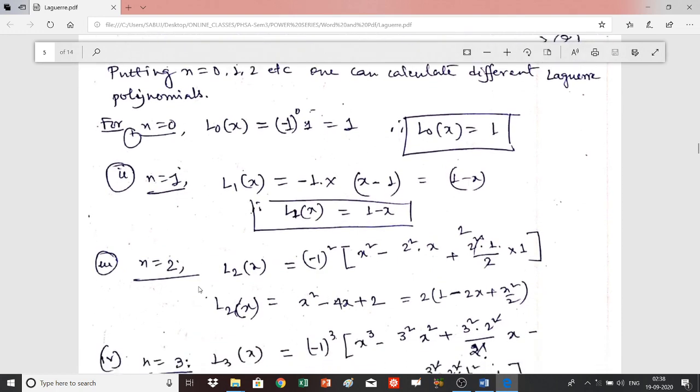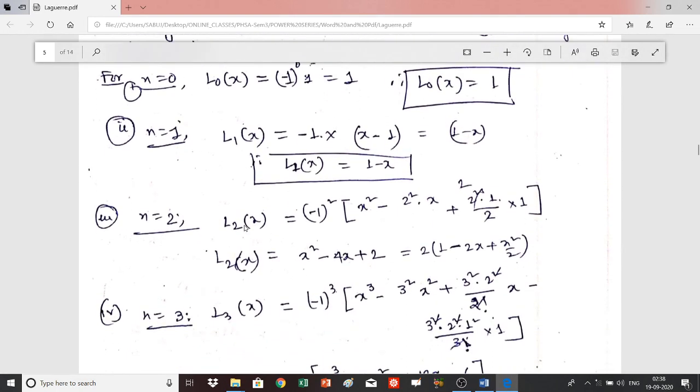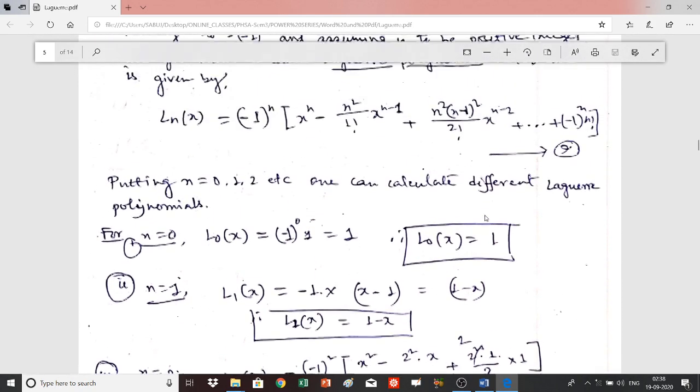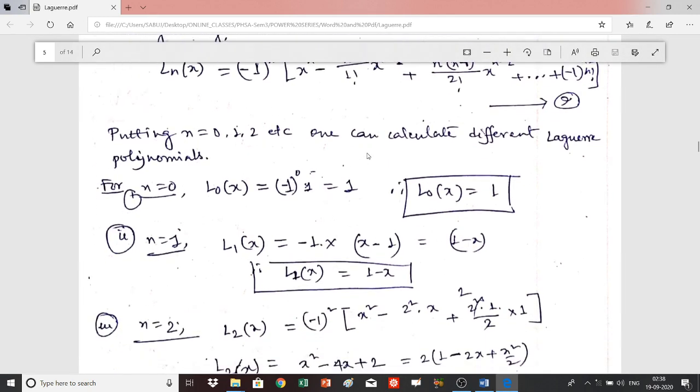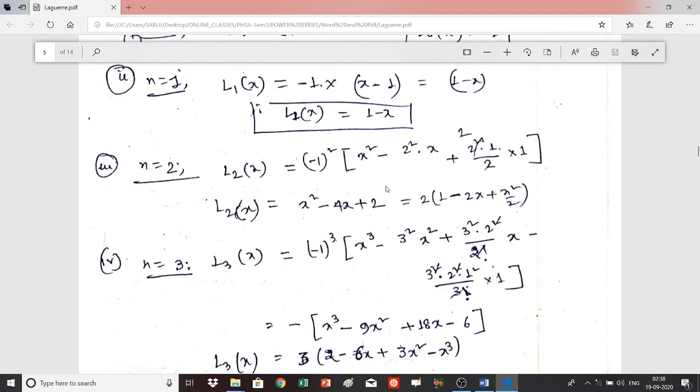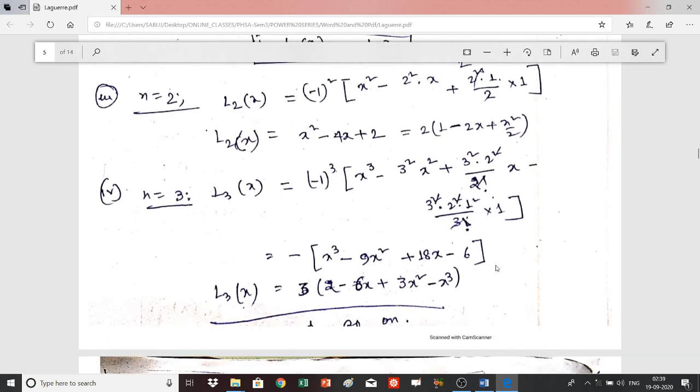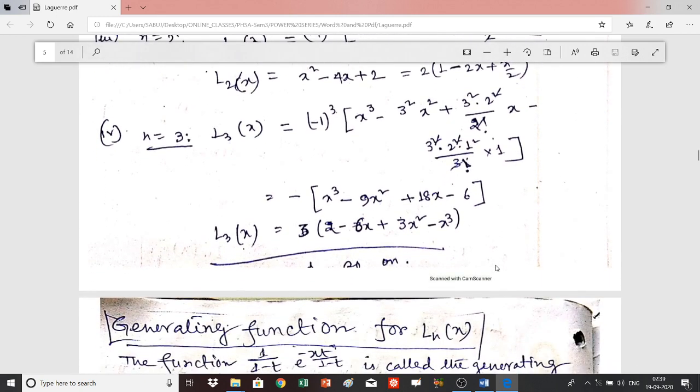And for n equal to 2, the value of the Laguerre polynomial L2(x) is computed here, and the entire computation is given here. Just look at this expression, and using different values of n, you can easily find out all the values of L0, L1, L2, and so on. All the calculations are given here. Just go through this and you will understand.